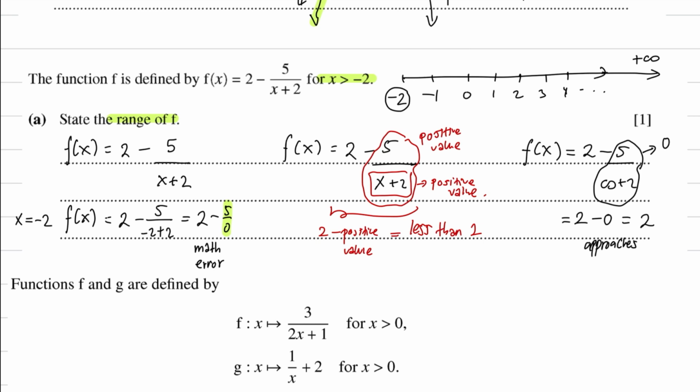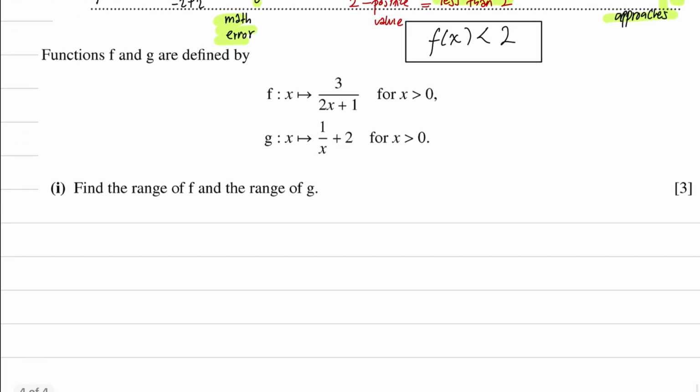So by looking at the pattern, this one is math error. This one is the value always less than 2, and your value always approaches 2. So that means your range, f(x) or y, is always less than 2, but not equal to 2, because it's just approaching 2. It will not reach 2. So this is our answer. Move on to the next question.